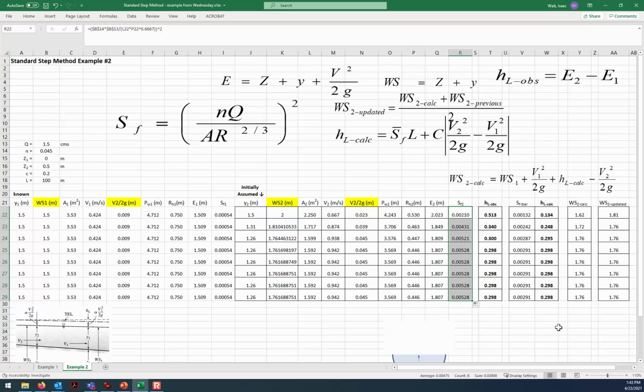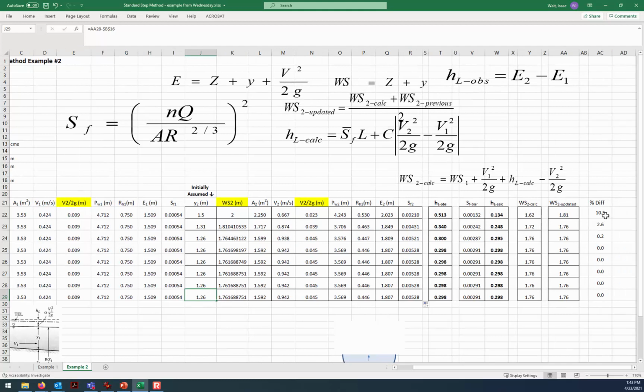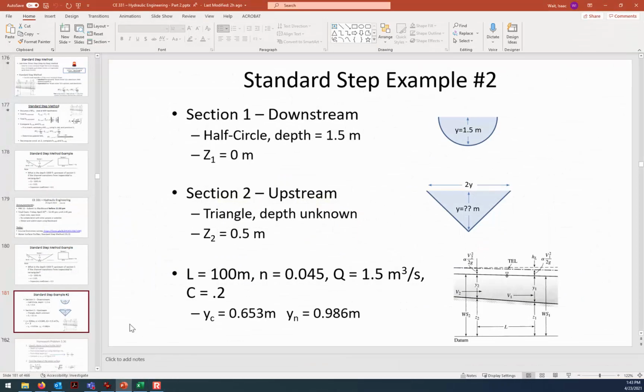How's this look compared to the one you've got, Jacob? Did you get that the depth converges to 1.26 meters? Good. And if we look at it from a percentage basis, it goes from 10% error down to 2, less than 1, and essentially no changes. You know, it's reached convergence really quickly. So there you have it. That's hydraulic engineering.